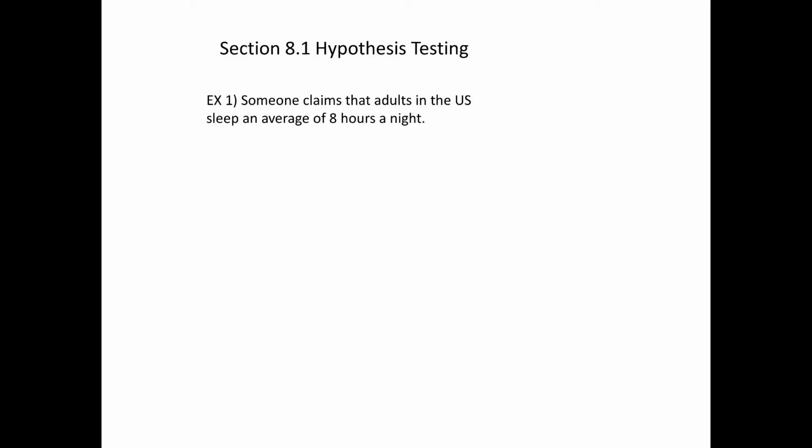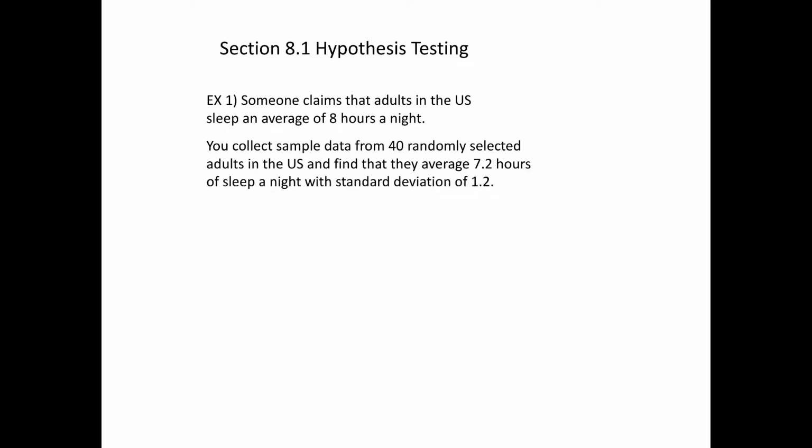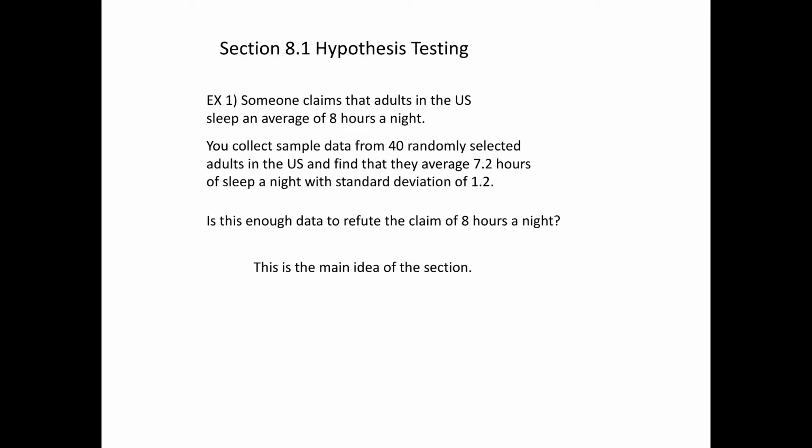Here's the main idea. Somebody says, hey, did you know that adults sleep an average of 8 hours a night? And you think to yourself, I don't think that's true. So you go out and randomly select 40 people. You find out they average 7.2 hours of sleep per night, and the standard deviation is 1.2. So that's definitely less than 8 hours a night. But is that enough data to refute the person that said it's going to be 8 hours a night? Well, that's the main idea of this section.